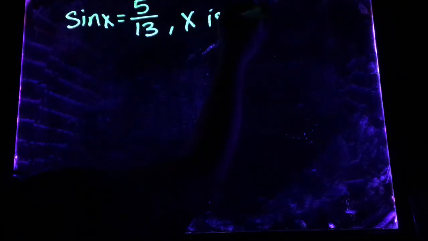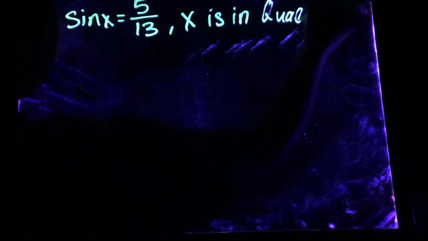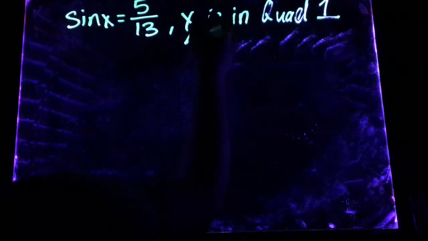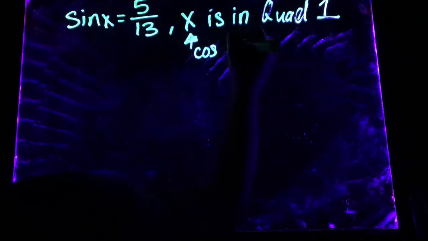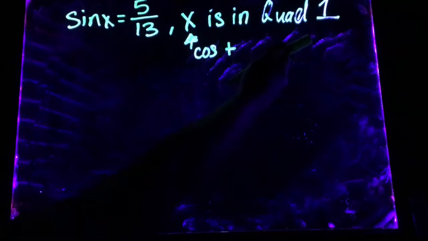Okay, so the first problem that we're going to be doing today is sine x equals 5 over 13, and x is in quadrant 1. So the only thing that means is that your cosine should be positive, not negative, because in quadrant 1, both your x's and your y's are positive.